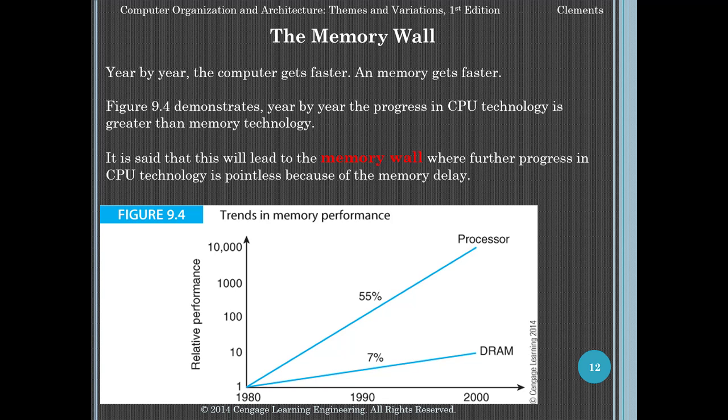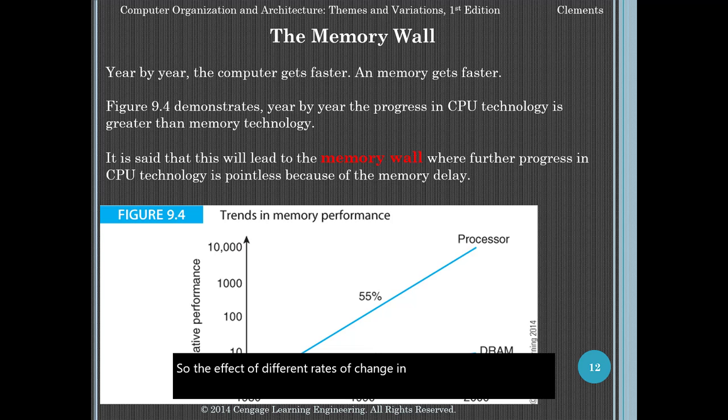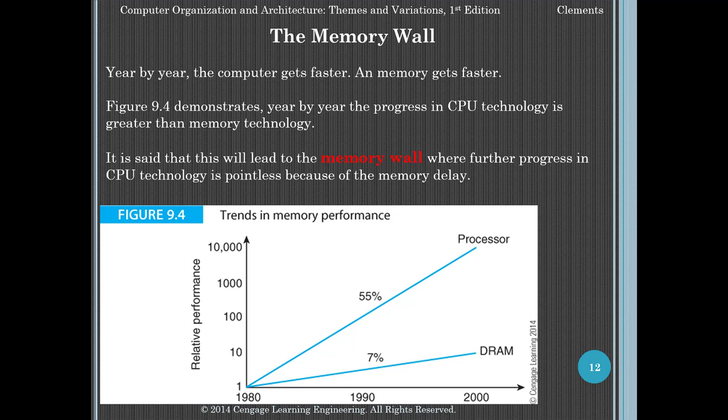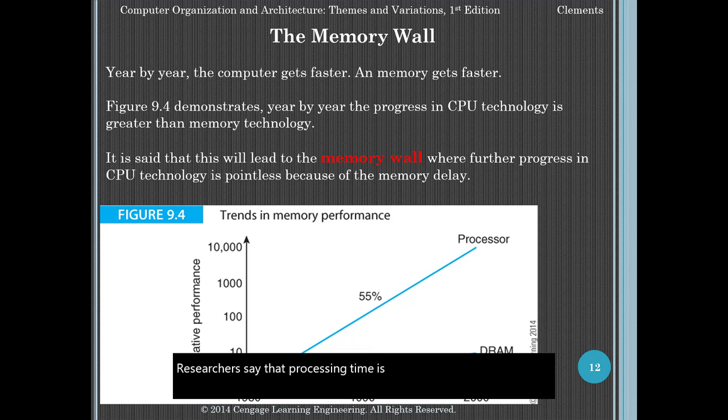The effect of different rates of change in the performance of memory and processors has been well studied. It's argued that the lag in the speed of DRAM compared to processors will eventually prove to be the limit on computer performance. Researchers say that processing time is the sum of the time performing internal operations plus the sum of the time spent accessing external memory. Therefore, memory access components will eventually dominate, and any further progress in processing power is going to be pointless. And this is where we get the expression of hitting the memory wall.